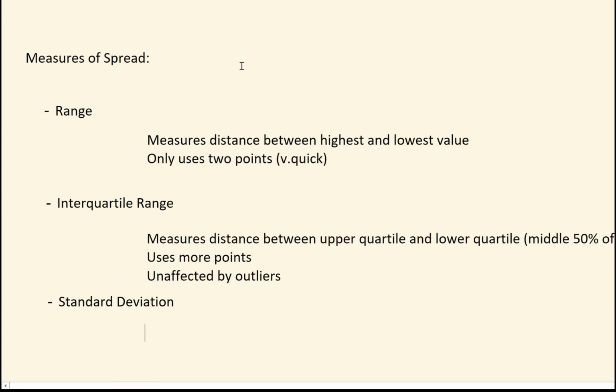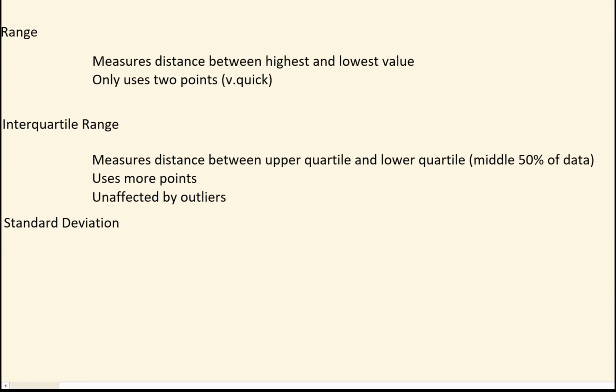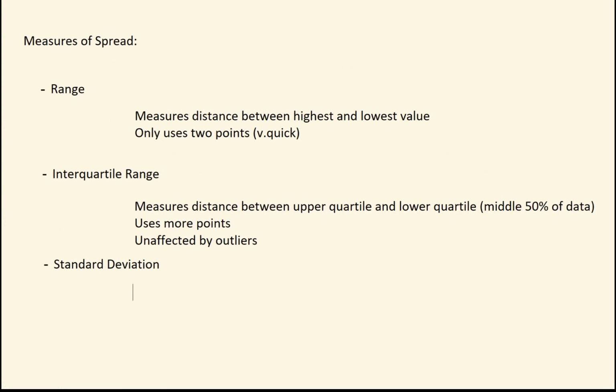Next one up from there is the interquartile range. This measures the distance between the upper quartile and lower quartile, so in essence the middle half of the data. Advantage is that it uses more points, and it's also unaffected by outliers. If you have a random value of like 1,000,000, that will really mess up your range, but it won't affect your interquartile range.